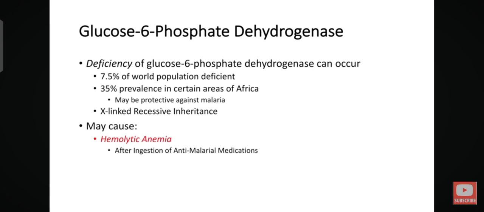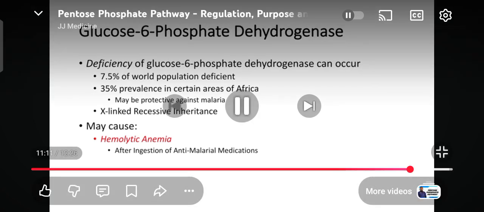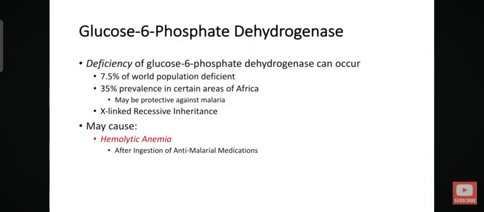And hemolytic anemia can occur after several different things. It can occur after ingestion of anti-malaria medications. It can occur after eating some fava beans. The condition is called favism. It's just any type of abnormal stress that can occur on the cell can actually cause a hemolytic anemia because the cells are a little more sensitive because they are deficient in this enzyme.